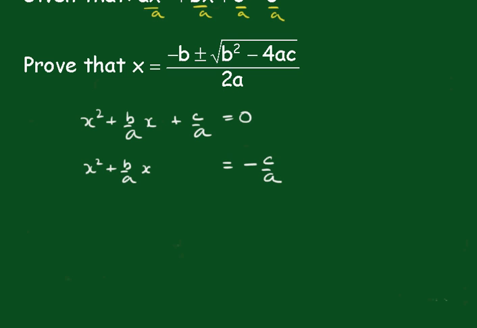Now remember what we did before? We take this, we divide it by 2, so it becomes b over 2a, and then we square it. So that's going to give me b squared on 4a squared. Okay, and we add b squared over 4a squared to both sides.